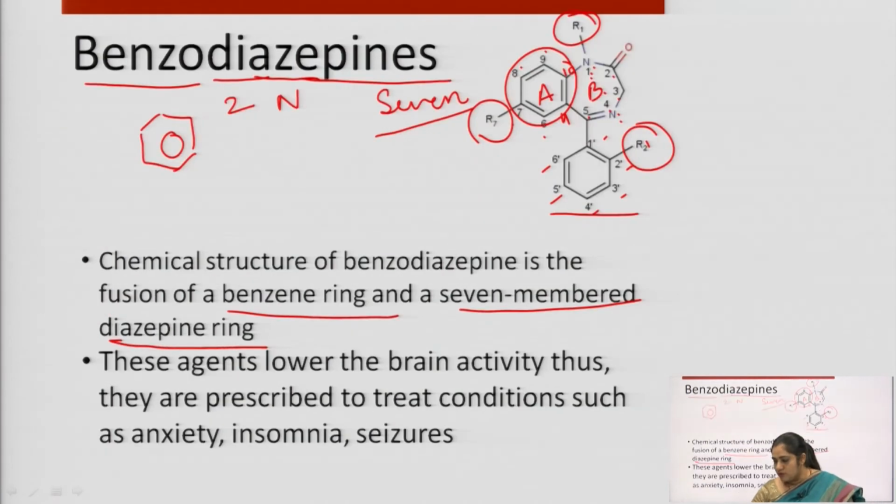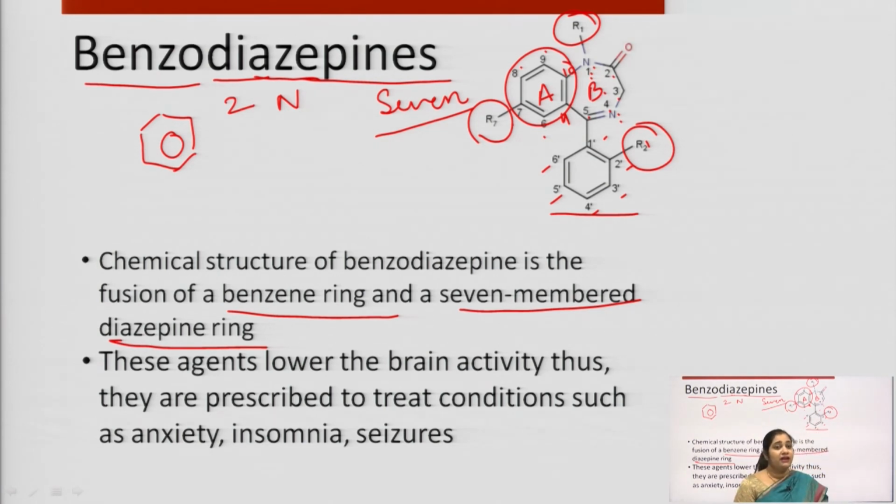So the first one was the benzodiazepine. As we have discussed, it contains two rings: one is benzene, another one is diazepine, and in the diazepine we have a seven membered ring along with two nitrogen atoms. So chemically, the benzodiazepine is a fusion of a benzene ring along with a seven membered, two nitrogen containing diazepine ring.